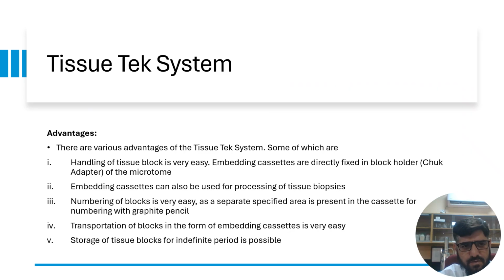These are some of the advantages of the Tissue-Tek system. The first one is that handling of the tissue block is very easy. Embedding cassettes are directly fixed in the block holder or chuck adapter of the microtome. Embedding cassettes can also be used for processing of tissue biopsies.